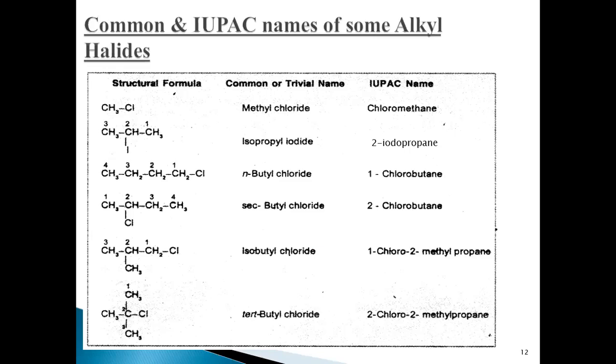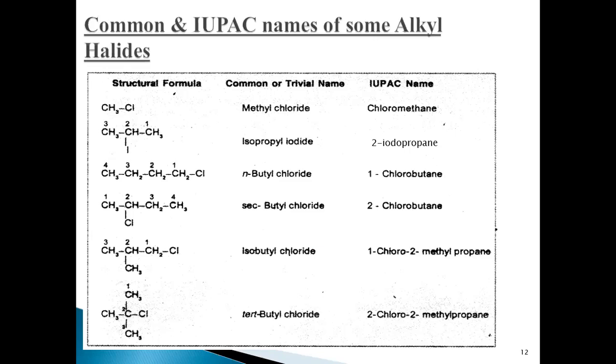Now, next example. How many carbons are here? 3. 1, 2, 3. And chlorine is attached to the first carbon. The IUPAC name of this compound is 1-chloro-2-methylpropane. Is it correct? Yes, it is correct because it is in alphabetical order. Chloro, methyl, C comes first. Therefore, the name is 1-chloro-2-methylpropane and the common name is isobutyl chloride.